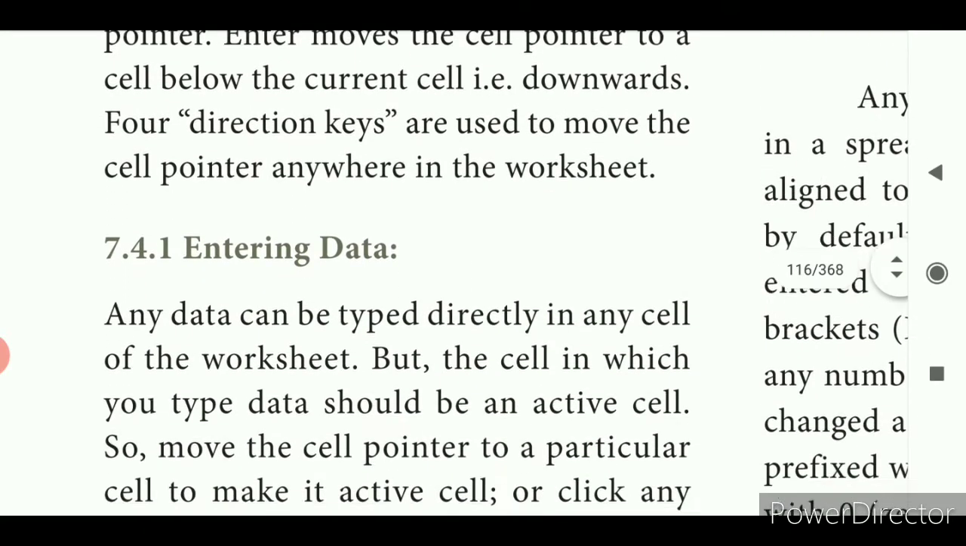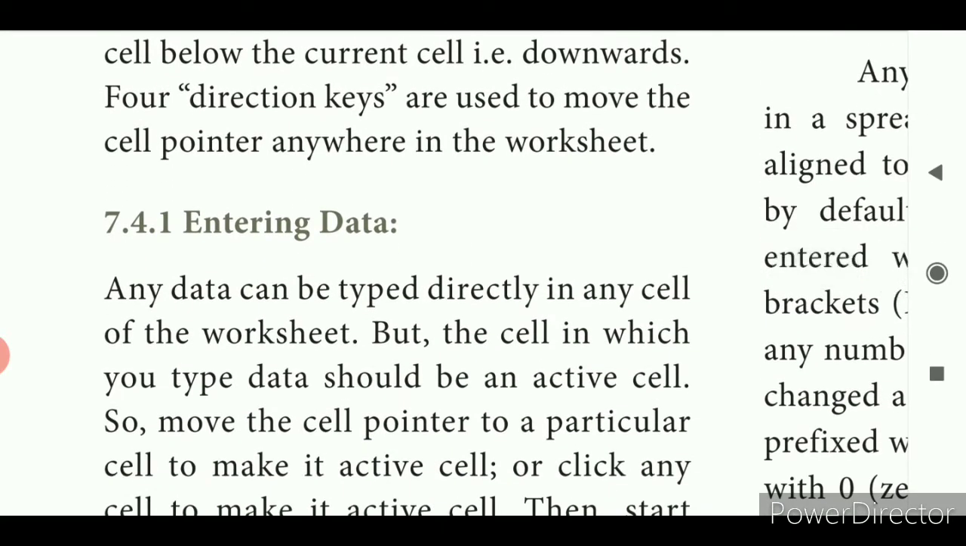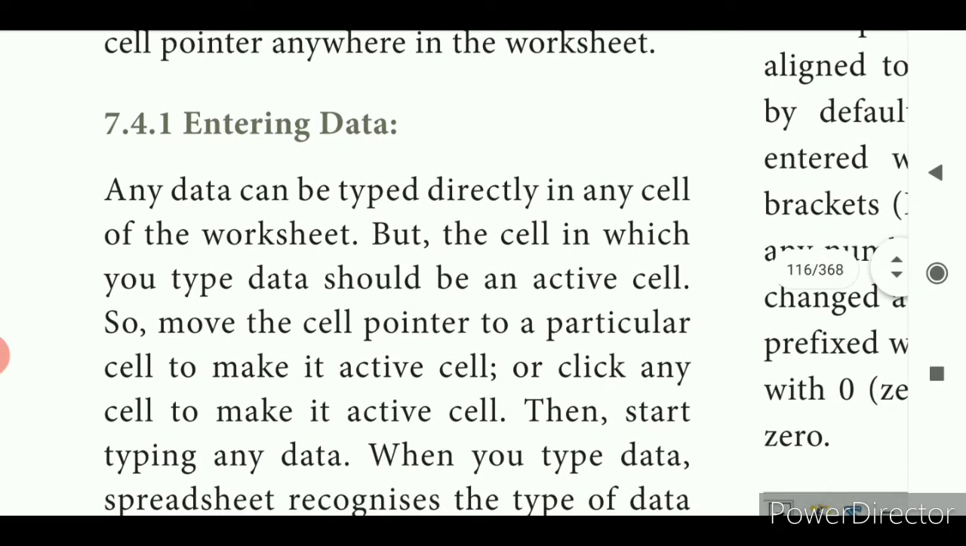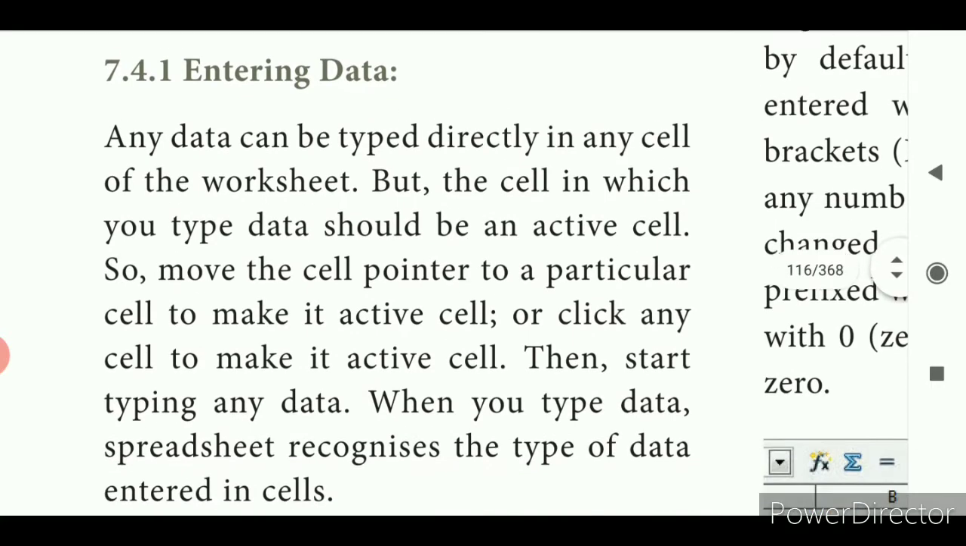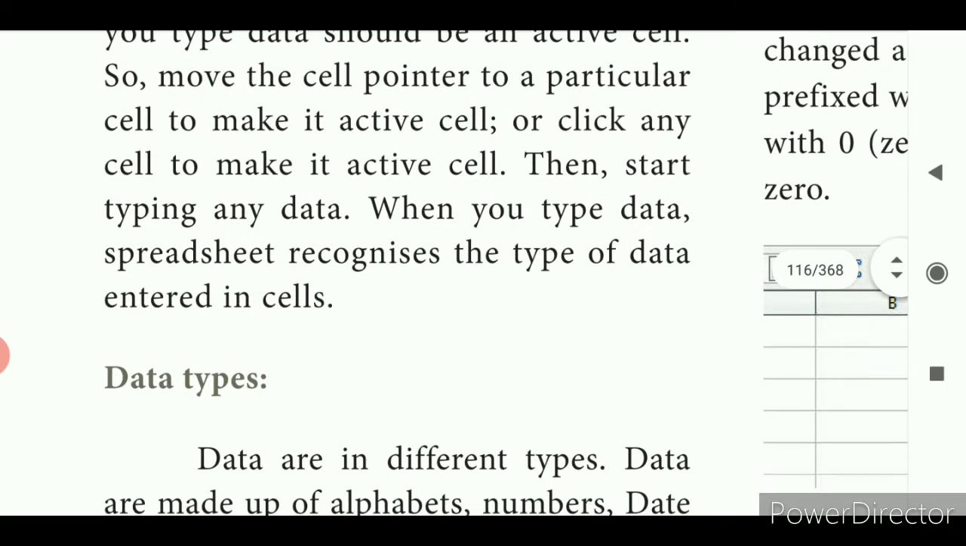Then how do you enter the data? Any data can be typed directly in any cell of the worksheet, but the cell in which you type data should be the active cell. You are able to type only in the active cell. So move the cell pointer to a particular cell to make it the active cell, or click any cell to make it active. Then start typing any data. When you type data, the spreadsheet recognizes the type of data entered in the cell.